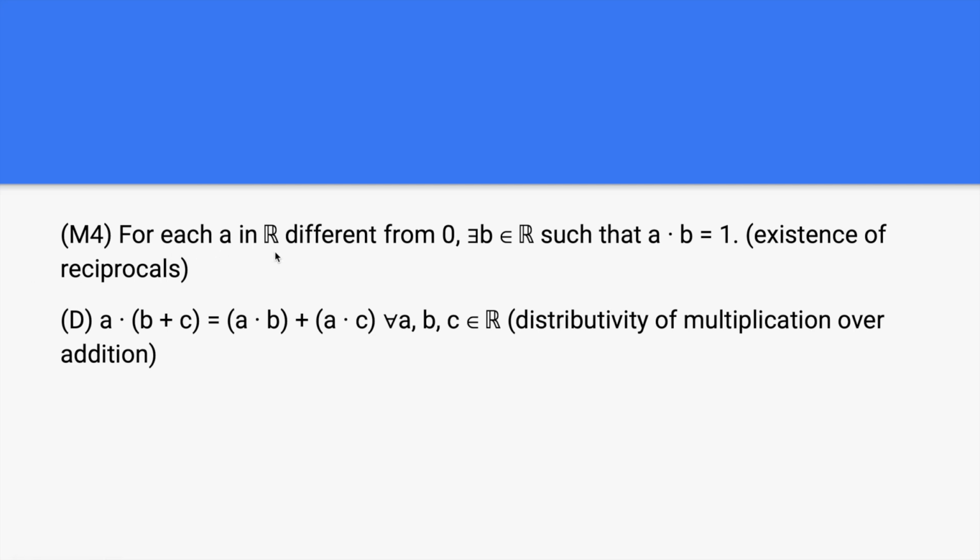For each a in R different from 0, there exists b in R such that a times b is equal to 1. That's existence of reciprocals. a times bracket b plus c equals a times b plus a times c for all a, b, c in R. That's distributivity of multiplication over addition.